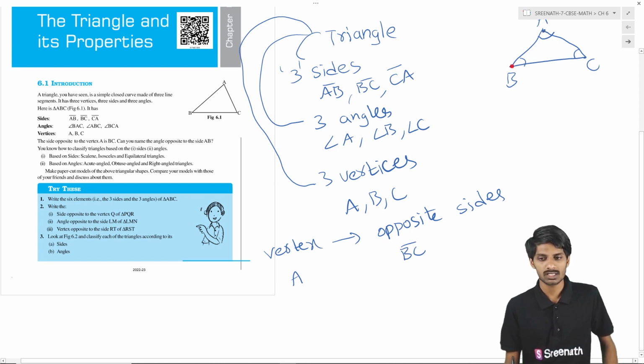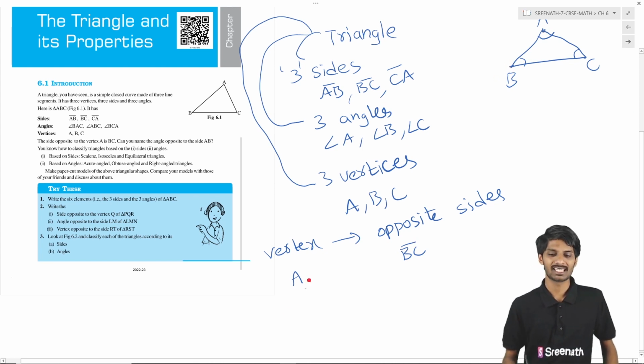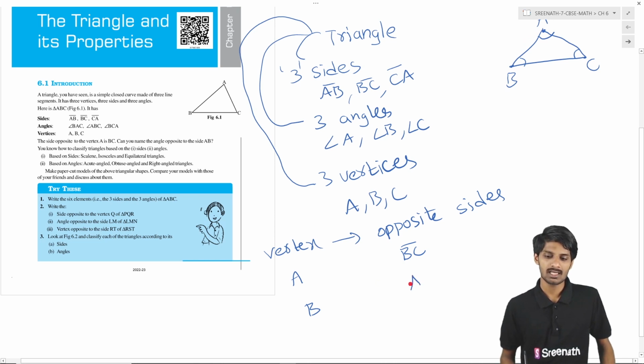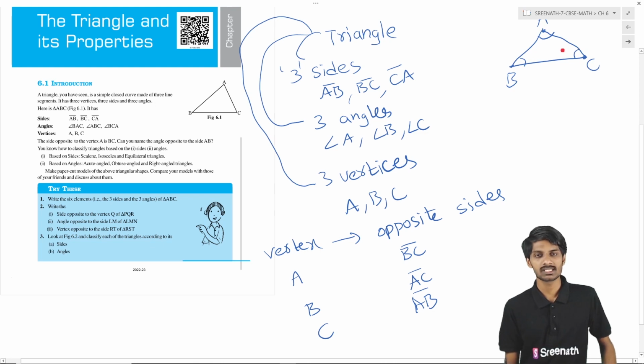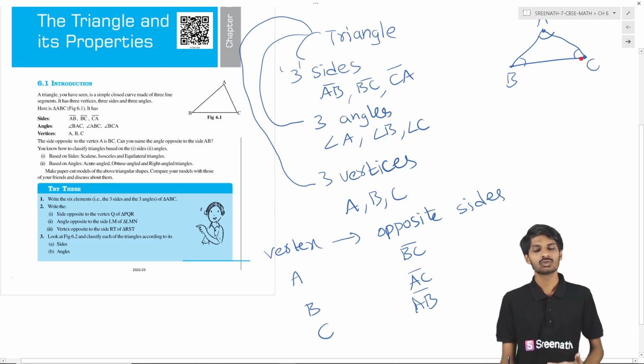Now if you come to this vertex, which is vertex B, students, what is the opposite side? AC is the opposite side, students. Now coming to C, what is the opposite side? For the vertex C, AB is the opposite side, students. Why are these two not opposite sides? These two are the adjacent sides. They are touching and passing through the vertex C. So those two will not be the opposite side, students.